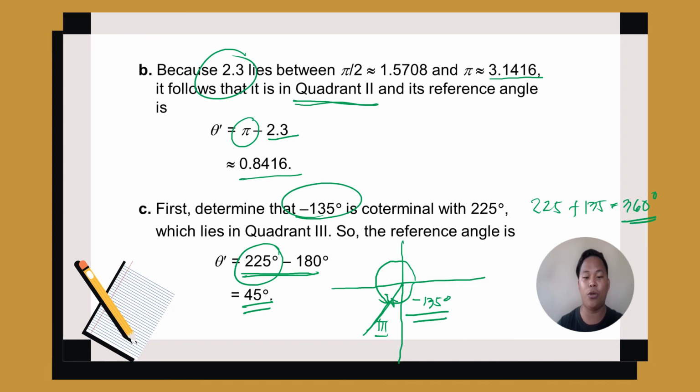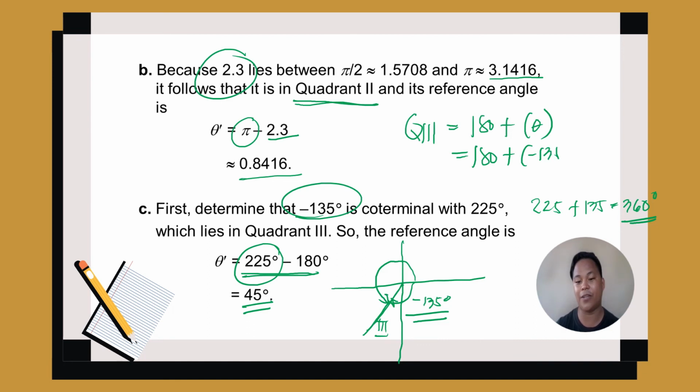Or if we're going to use the formula that I mentioned earlier po, if the terminal side is in quadrant 3, we are going to add the negative angle to 180 degrees. And since the given angle is negative 135, we have 180 plus negative 135 is equal to 45 degrees po. And our answer is equal to the solution presented here.